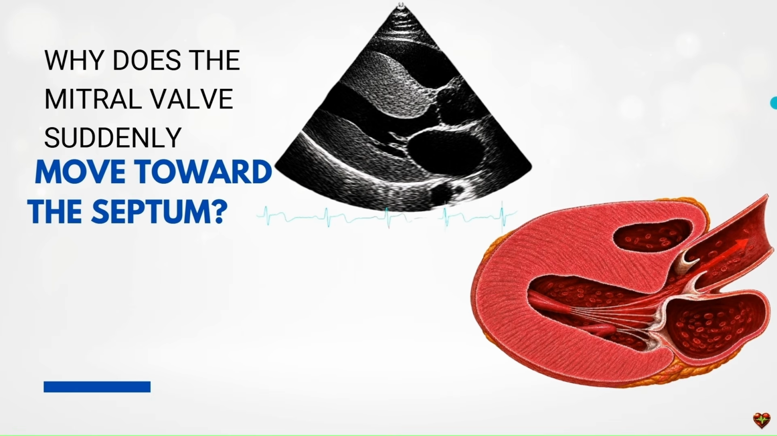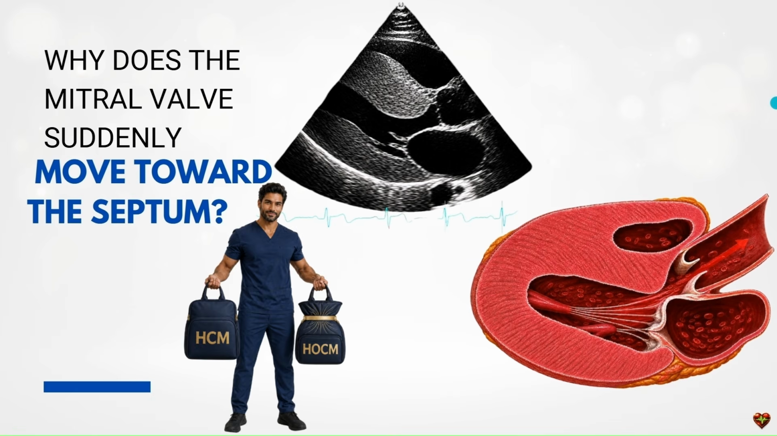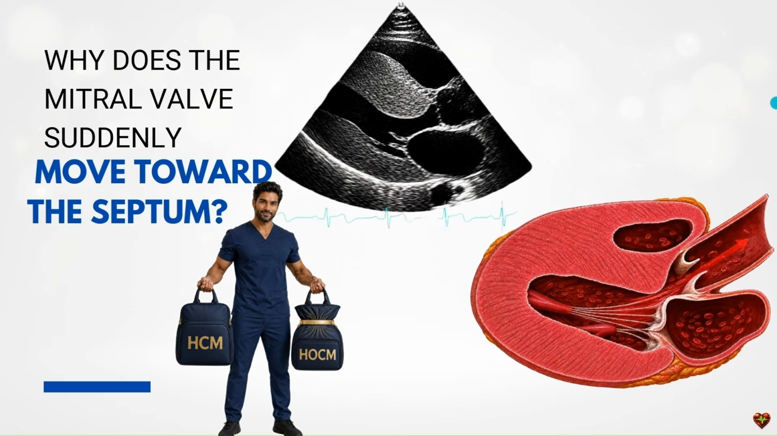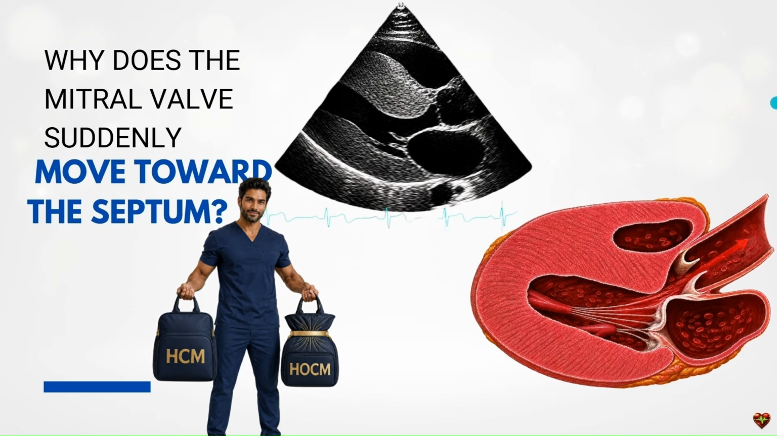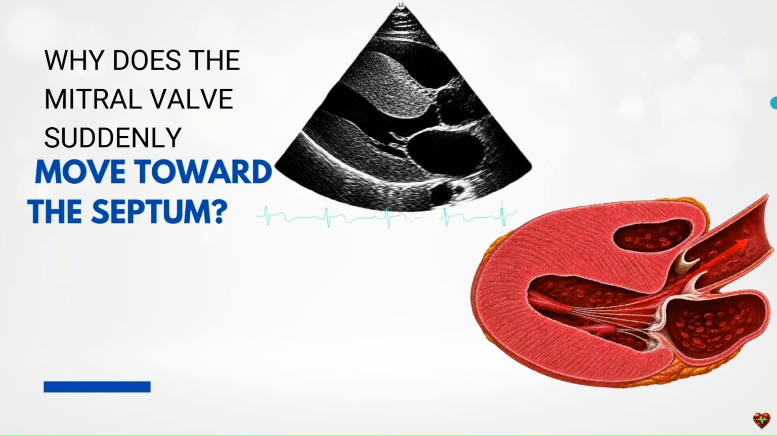Now we finally understand the difference between HCM and HOCM. HCM describes the abnormal myocardium. HOCM describes the abnormal physiology. And in the next section, we're going to learn exactly how that physiology appears on echocardiography and Doppler.